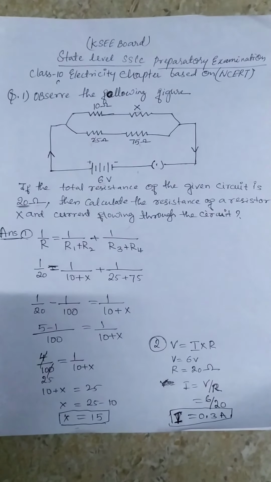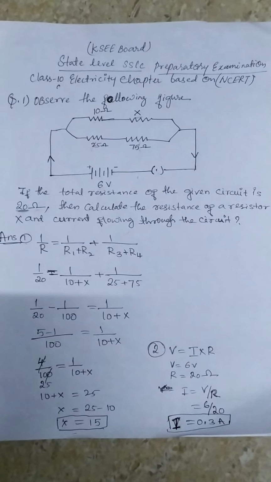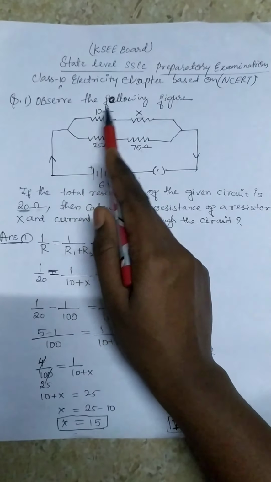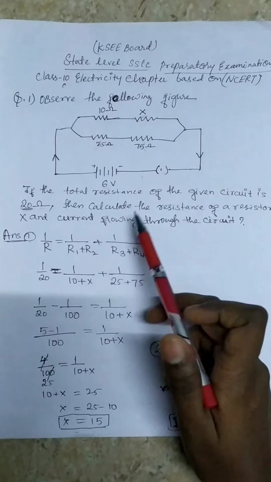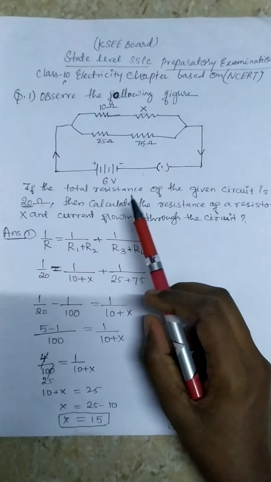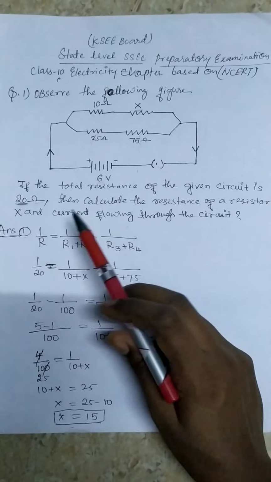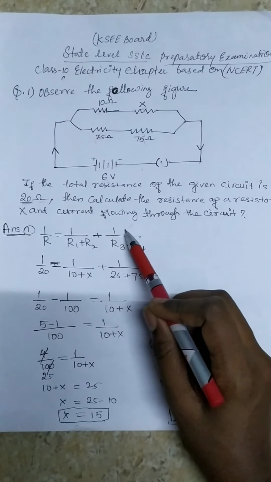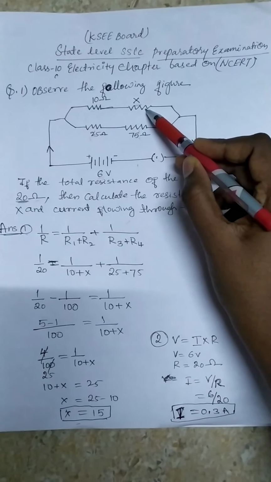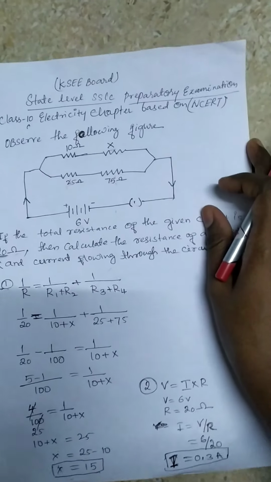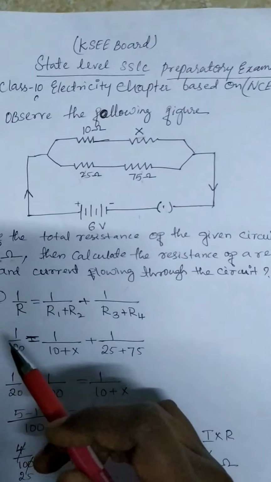So let's start the question. First, it is given that we need to observe the following figure. If the total resistance of the given circuit is 20 ohms, then calculate the resistance of the resistor X and the current flowing through the circuit. So we need to calculate this X. Let's observe the given figure.